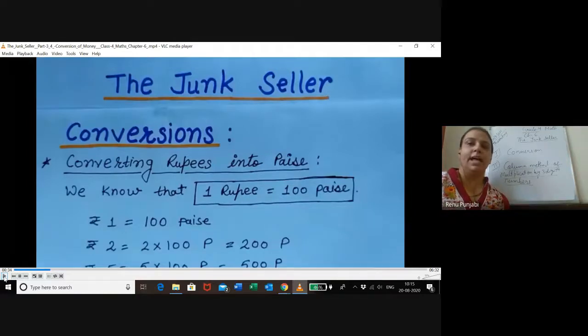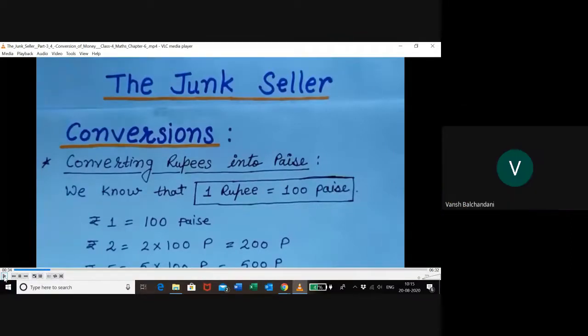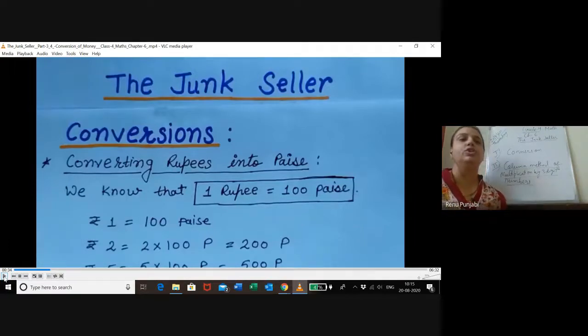Next, Vansh Balchandani, switch on your microphone and speak. Ma'am, 3 rupees equals how many paisa? 300 paisa. How did you calculate it? Ma'am, by multiplying 3 by 100. Yes. When you want to convert rupees into paisa, we have to multiply that number by 100. For example, to convert 6 rupees into paisa, I will multiply 6 by 100. This way we did 4 to 5 questions yesterday.